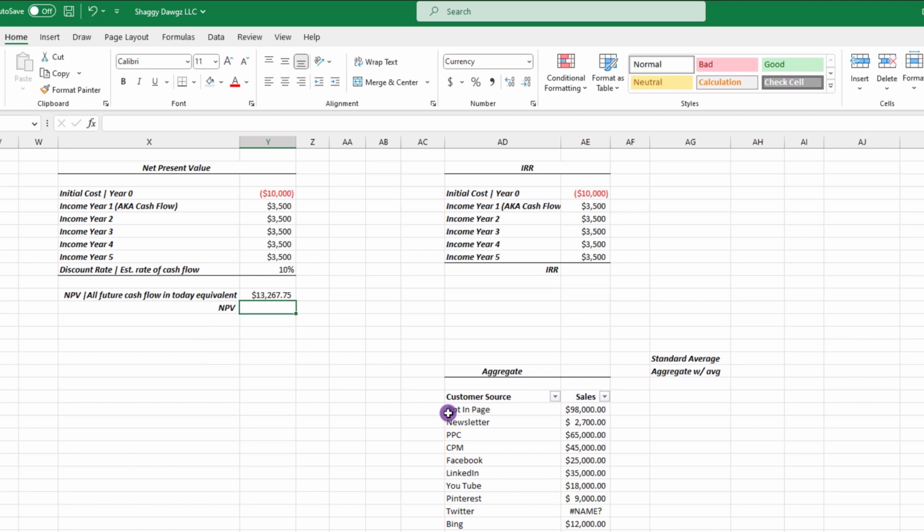But we're not done yet because we have not calculated the official NPV. To do that, we have to subtract out the initial investment of $10,000. So we'll do that. And it looks like the official NPV is roughly $3,000.